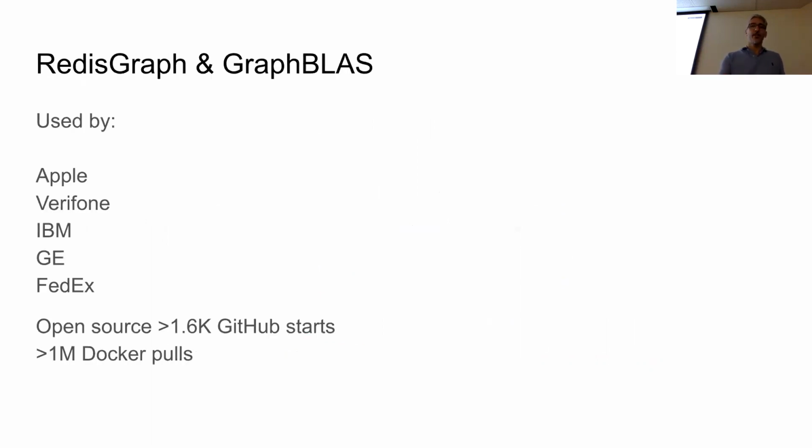All right. So RedisGraph and GraphBLAS. RedisGraph has been in the works for almost 6 years now. It is currently being used by a number of known companies: Apple, Verifone, IBM. It is open source, starting to be popular. We have almost 2,000 GitHub stars, and I think we're almost at 2 million Docker pulls.